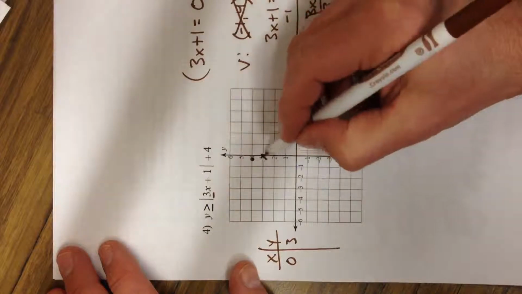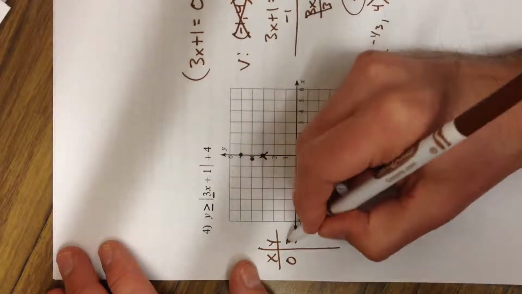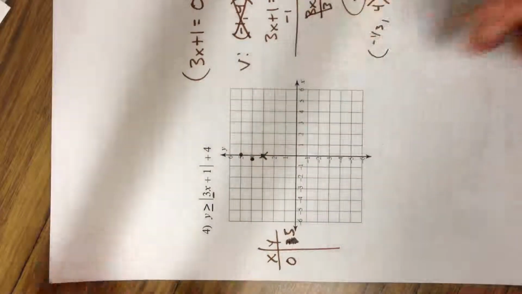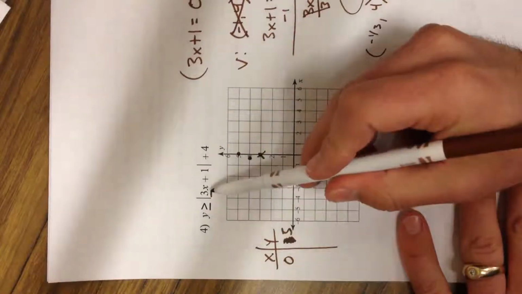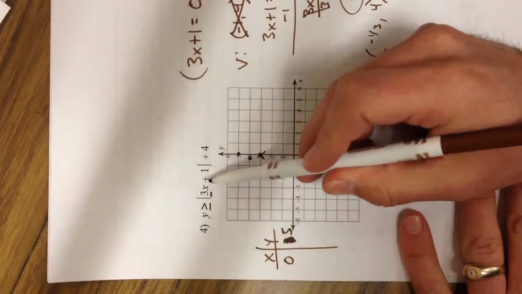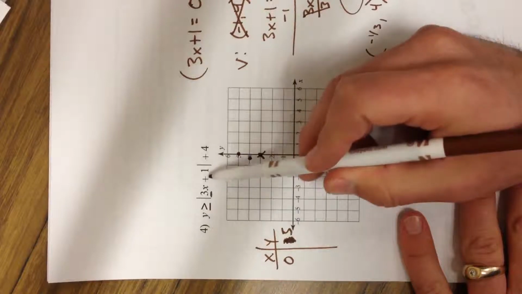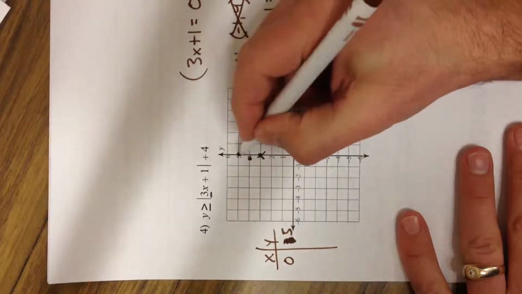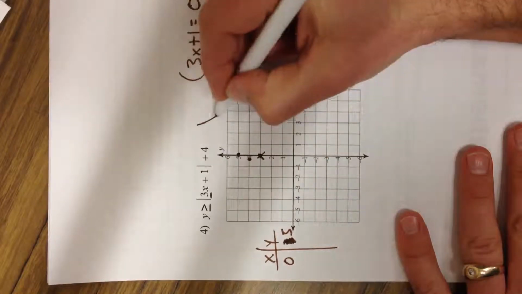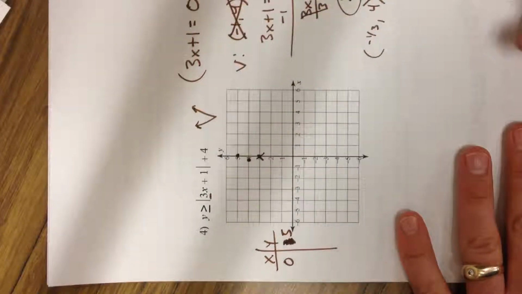Oh, gotta go that way. You get 5. So when you plug in 0, 3 times 0 is 0, plus 1, so this ends up being 1. 1 plus 4 is 5. So I went the wrong way. So there we go. I'm expecting this to be upward like that.